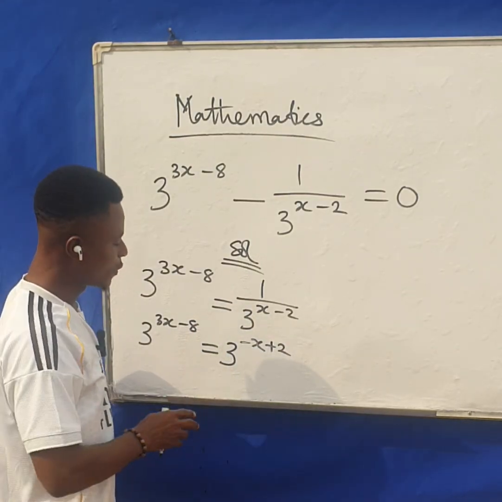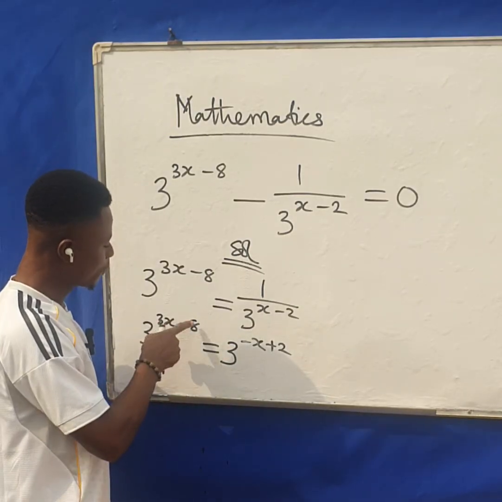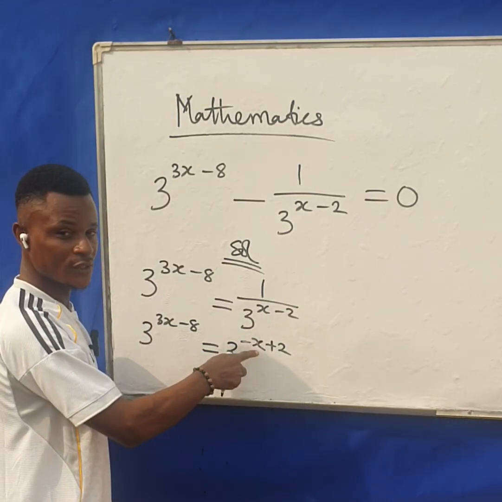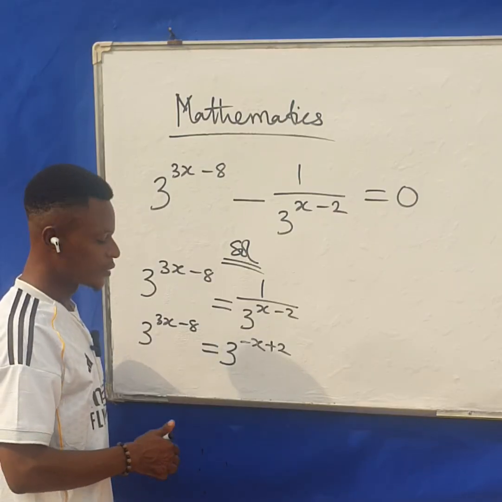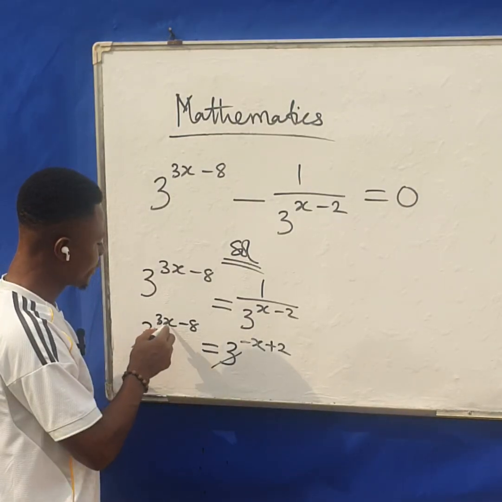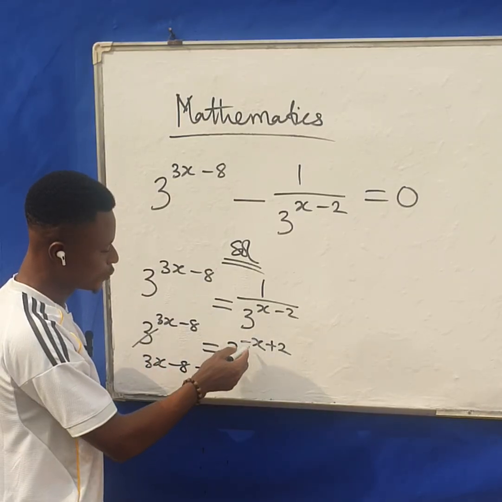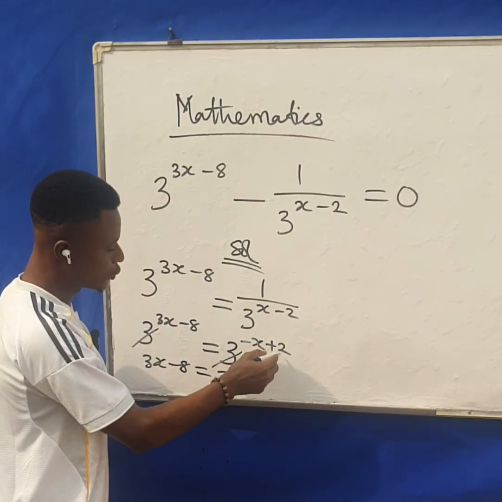You understand? Now, if you look at the two sides, they look so much alike. We have 3 raised to the power of this equal to 3 raised to the power of this. Because the bases are the same, they will cancel. And we are left with 3x minus 8 equal to negative x plus 2.